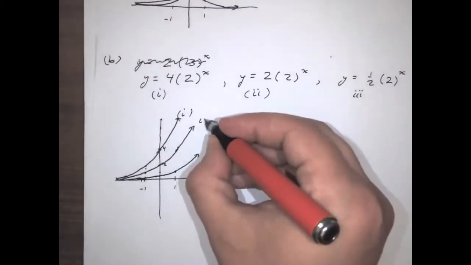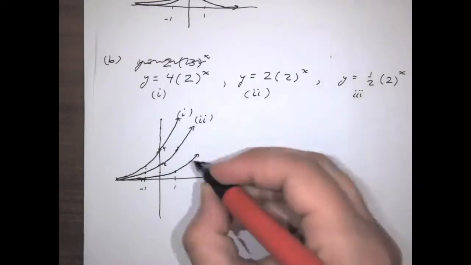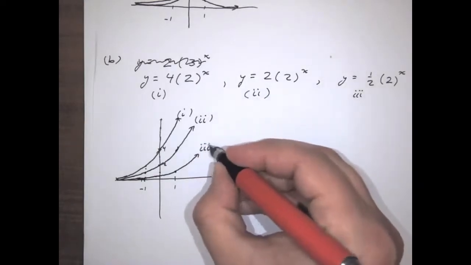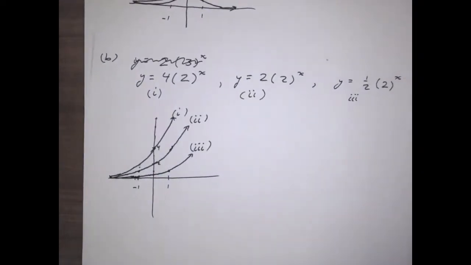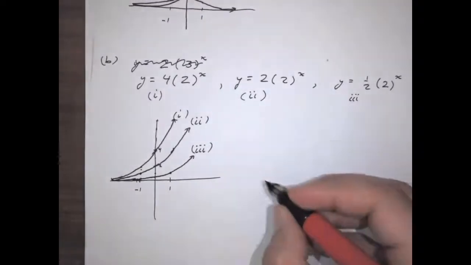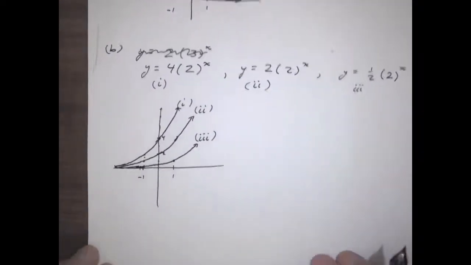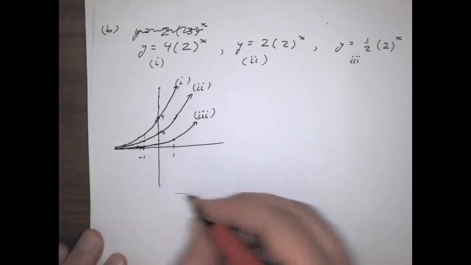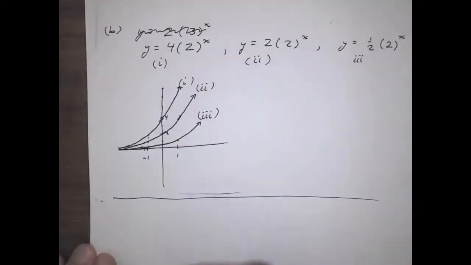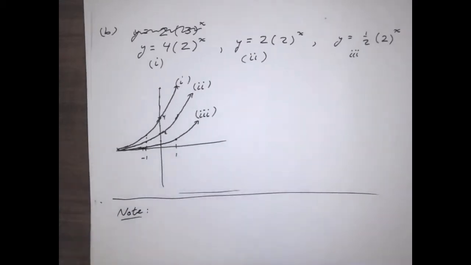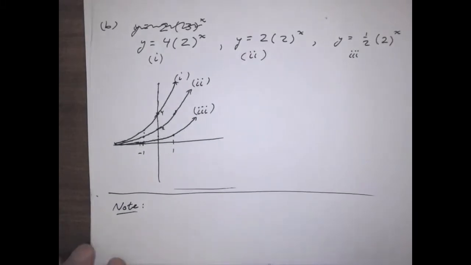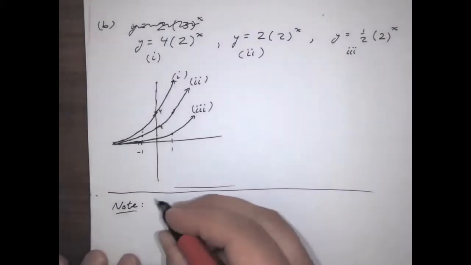So notice that these shapes here are in fact all the same, but what's happening is that it's just more or less stretching or compressing it by a factor of a. The takeaway of this is, so note, we can also think of a not just as being the initial value, but we can think of it as being a vertical stretch factor.